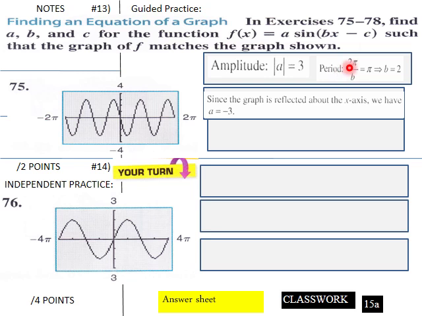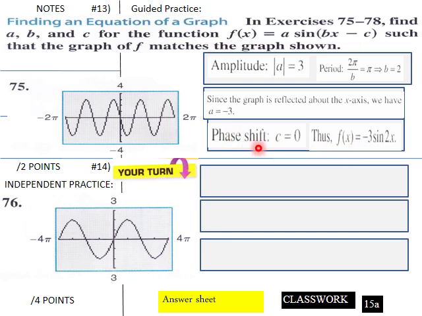So our period here would be 2 pi over b, which equals pi. Therefore, b would equal 2. So our b would equal 2. Our absolute value will be 3 here on our amplitude. And then our phase shift, c equals 0. Thus, f of x equals negative 3 sine 2x.